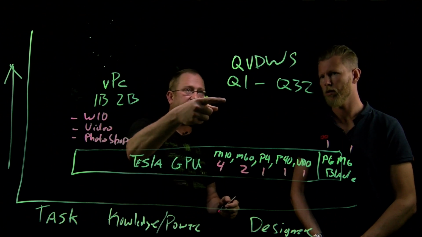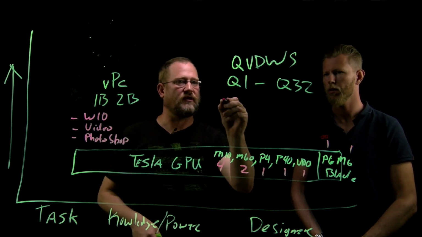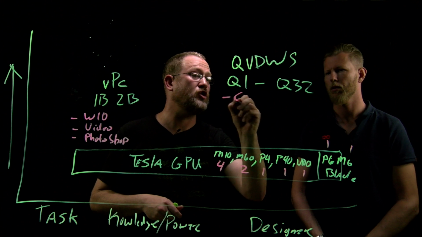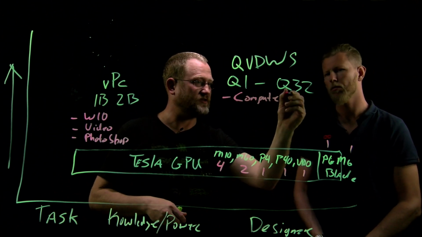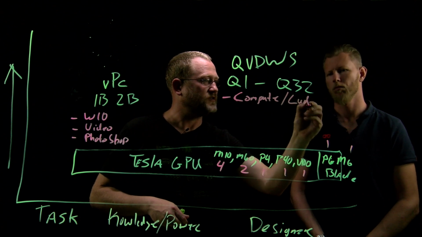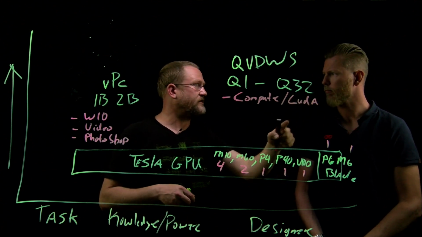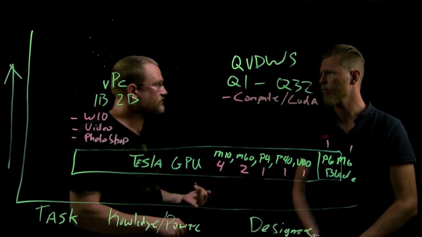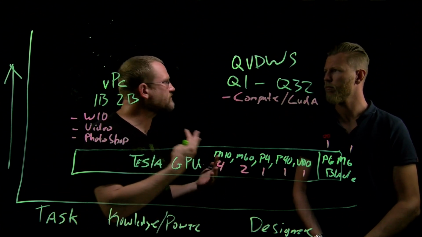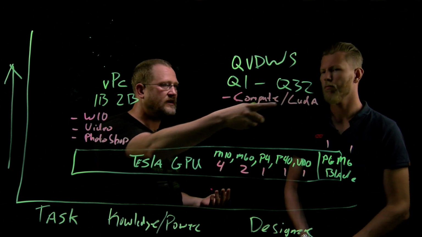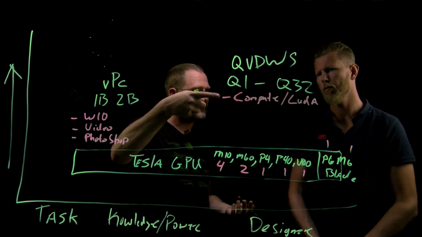So let's talk about the use cases for this Quadro vDWS. One of the big ones is compute. If you're doing compute type applications, and these are typically CUDA, so any application that has CUDA acceleration, and a lot of the SolidWorks and CATIAs that have CUDA acceleration to do rendering enhancements and things of that nature, this is a use case for that.